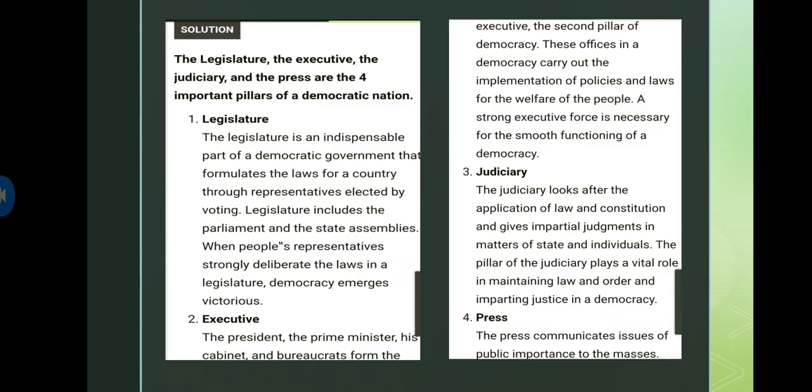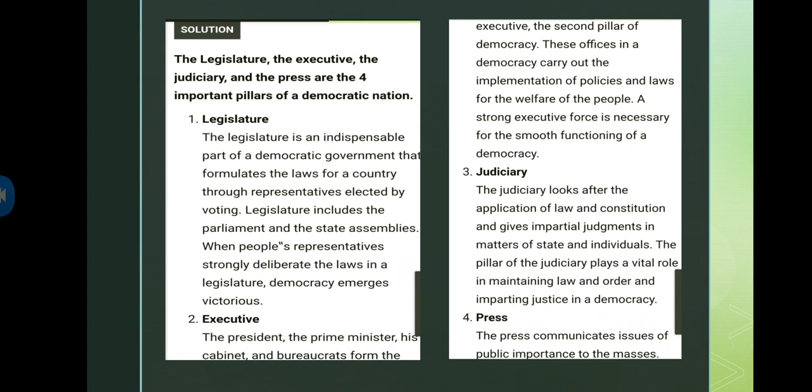Now the third point, that is judiciary. The judiciary looks after the protection of law and constitution and gives impartial judgment in matters of state and individuals. The judiciary plays a vital role in maintaining law and order and imparting justice in a democracy.